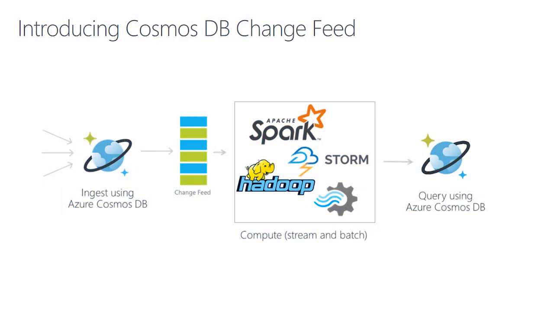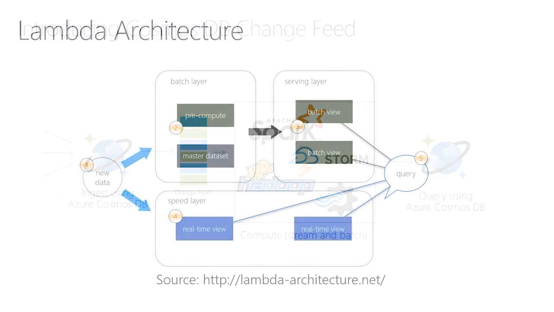Before we dive into analytics, let's start with the Cosmos DB change feed feature. As a fire hose of data is inserted into Cosmos DB, the change feed allows downstream streaming and batch compute to process the data. This allows your systems to keep state of your data while processing it in real time.